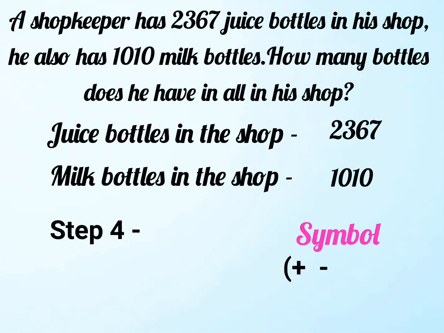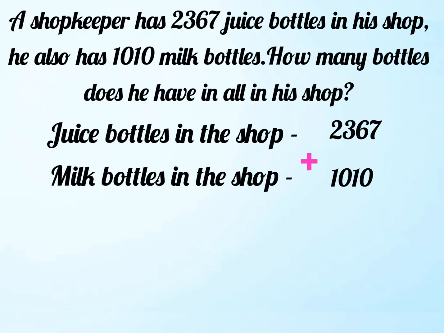Symbol denotes addition, subtraction, multiplication or division. In this step, we need to ascertain that in order to solve the story sum, do we need to add, subtract, multiply or divide the values. In this sum, we've been asked how many bottles are there in all in the shop. So the total of juice bottles and milk bottles together will give us the total number of bottles in the shop. Hence, we need to add these two values and the symbol will be addition.